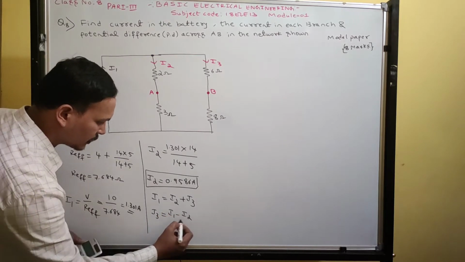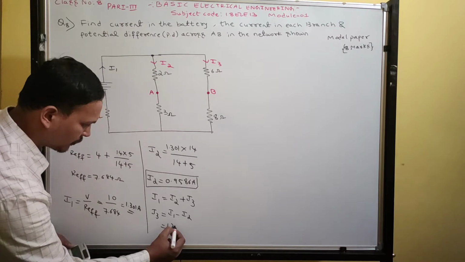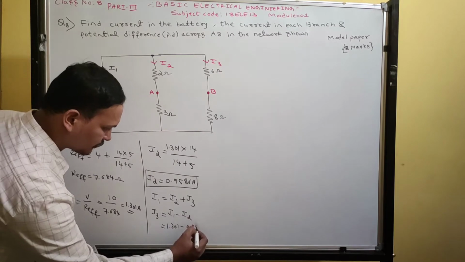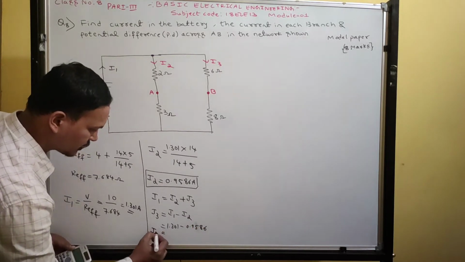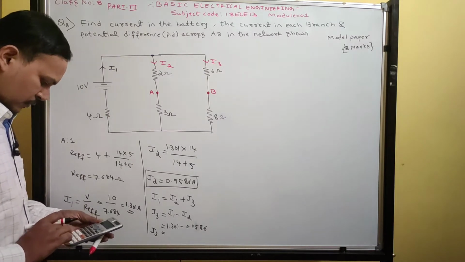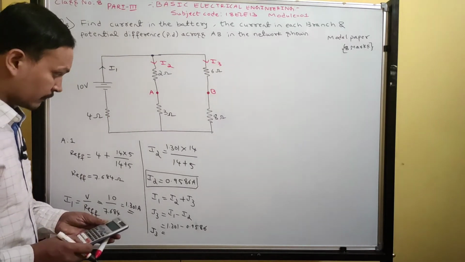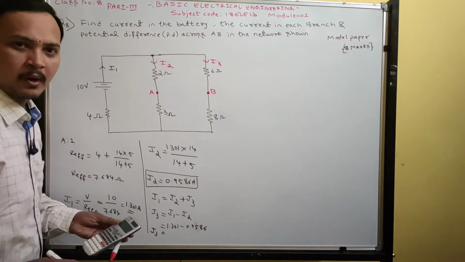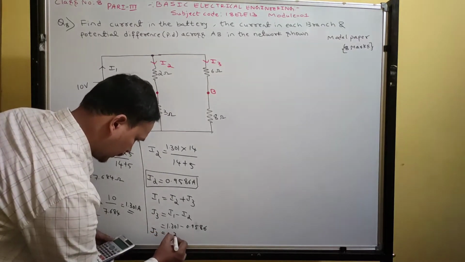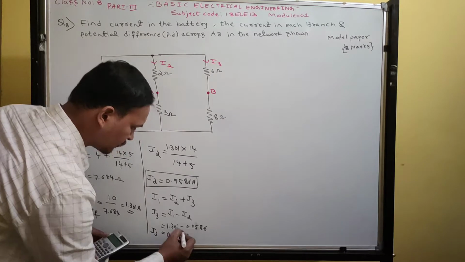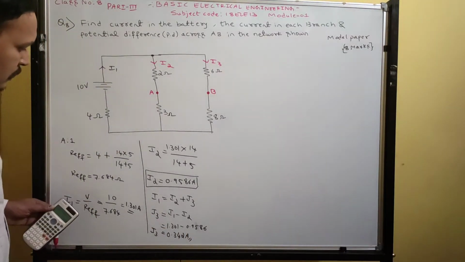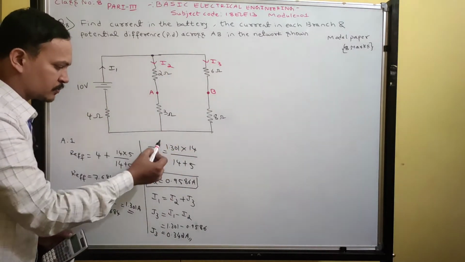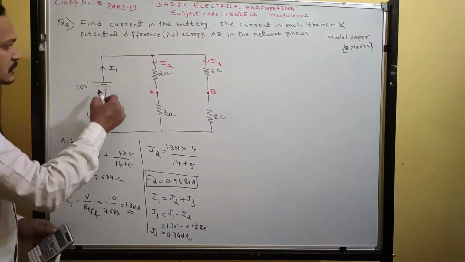So from this, I3 equals I1 minus I2. Entering the values, I1 is 1.301 minus 0.9586. This gives the I3 value. 1.301 minus 0.9586. So guys, that gives 0.342. 0.342 amperes we are getting. So now we got all the branch currents. What is the current in this branch? 0.342. What is the current in this branch? 0.9586. And what is the supply current?